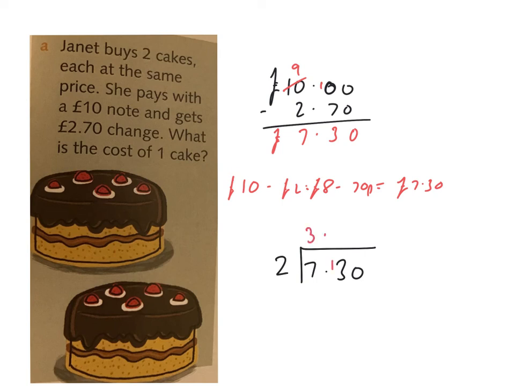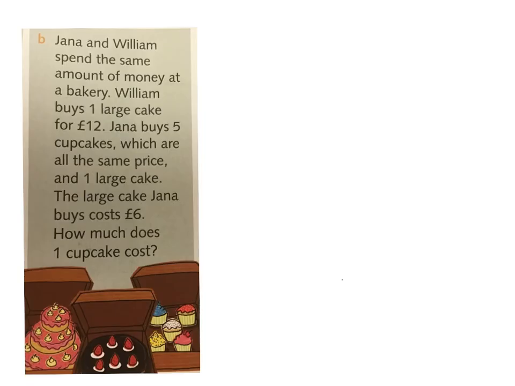Don't forget your decimal point. 13 divided by 2, well, there are 6 2's. 6 2's make 12 and 1 left over. Makes 13. And then 10 divided by 2 is 5. So each cake costs £3.65. So your answer is £3.65 is the cost of one cake.